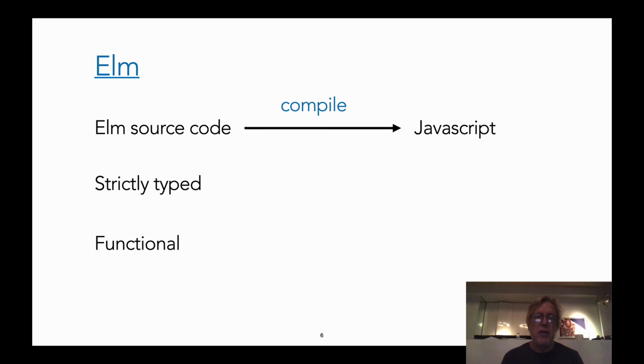It's a functional language. Now, this can mean many things. It may mean only that functions are first-class objects in the language. But Elm is what's called a pure functional language, which means that functions are like in mathematics. The output depends only on the input. There are no side effects.